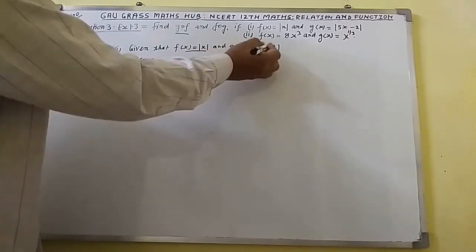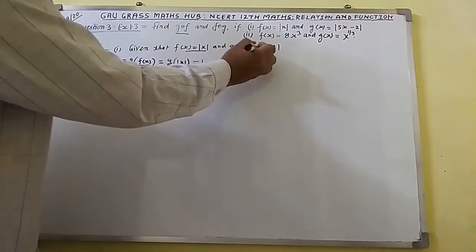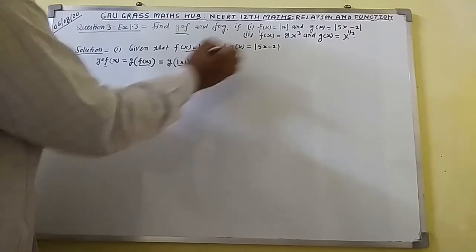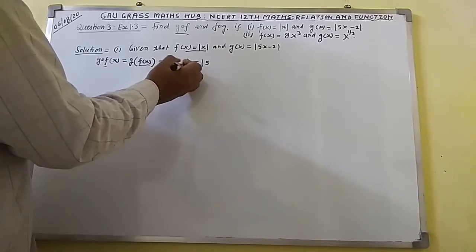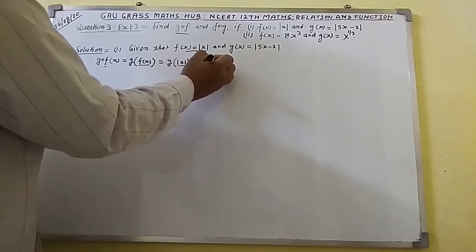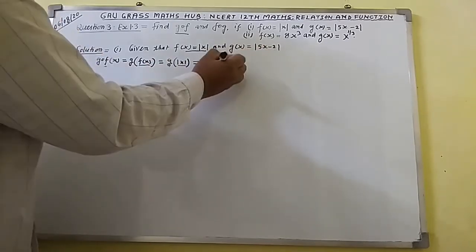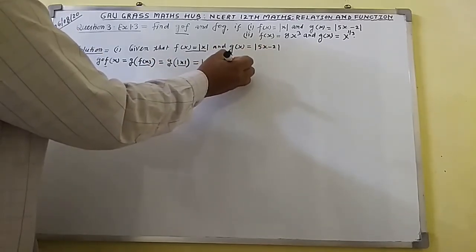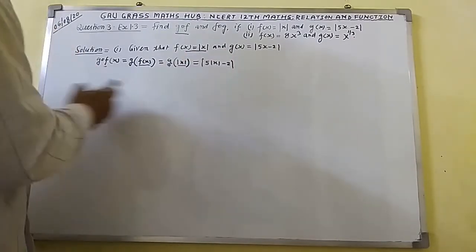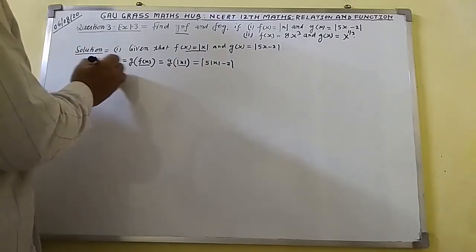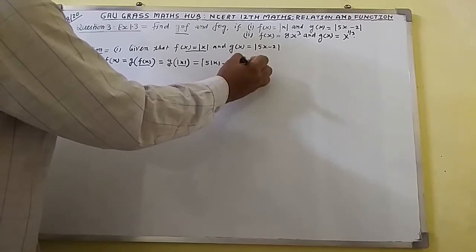So this will become, here you can see mod is there, write mod. Here 5 is there, and in place of x, I shall write |x|. So write 5|x| minus 2, with the mod. This will be the correct answer of (g of f)(x).